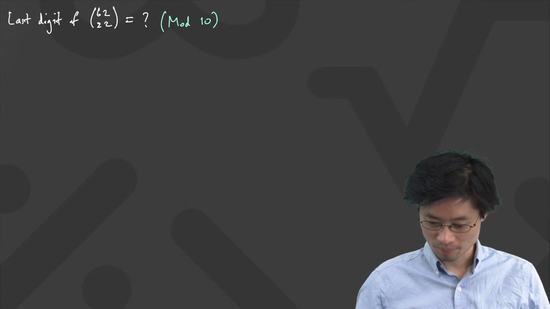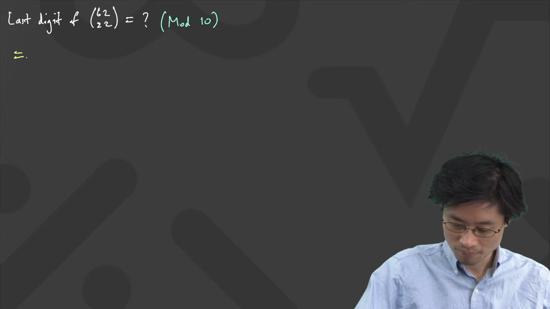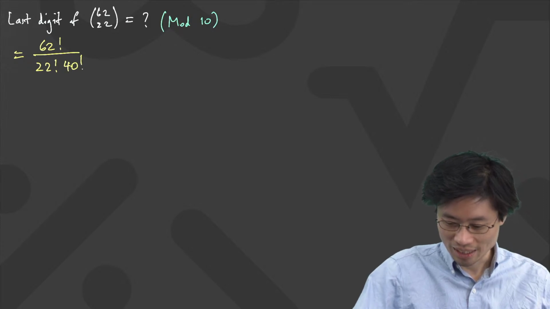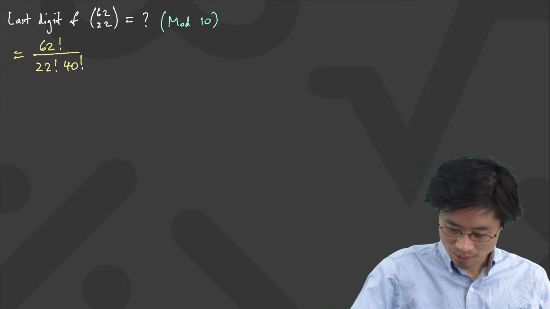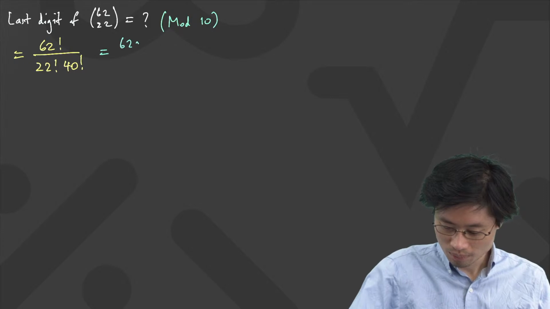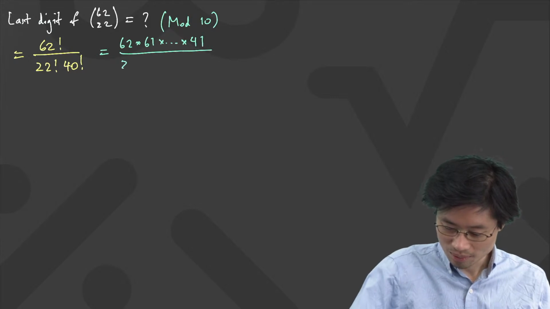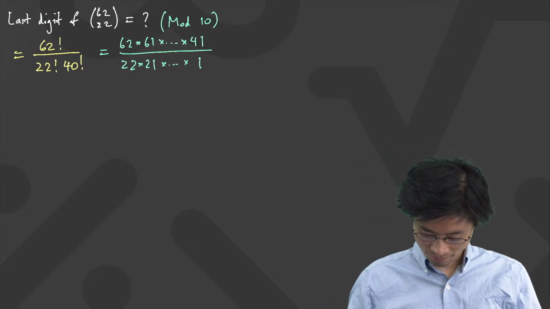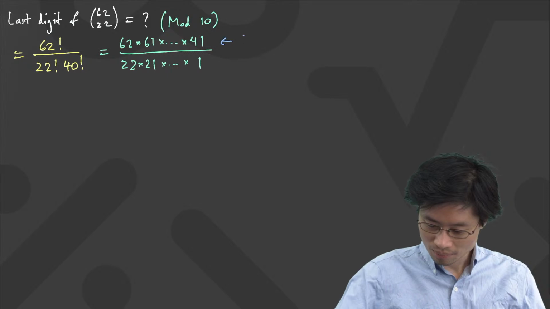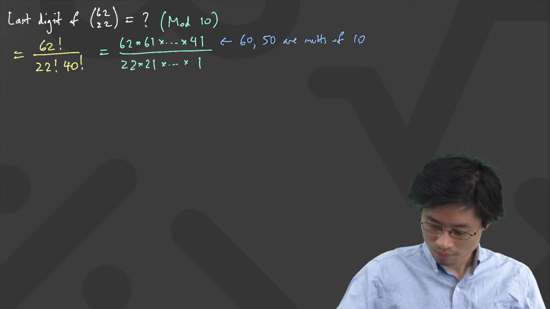I guess if you expand it, on the top you have 62 factorial over 22 factorial times 40 factorial. Okay, that's a formula. Now what? And then you take out the 40 factorial on the top as well and on the bottom, so it's like 62 times 61 all the way to 41. Okay. And then you're dividing by 22 factorial still. So on the top you can see that there's 2 multiples of 10, 60 and 50, right? And on the bottom there's also 2 multiples of 10. So you can cancel those out.